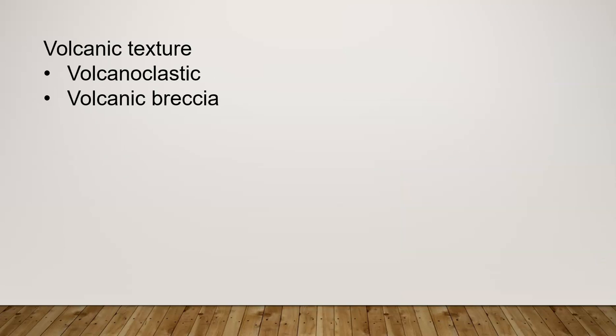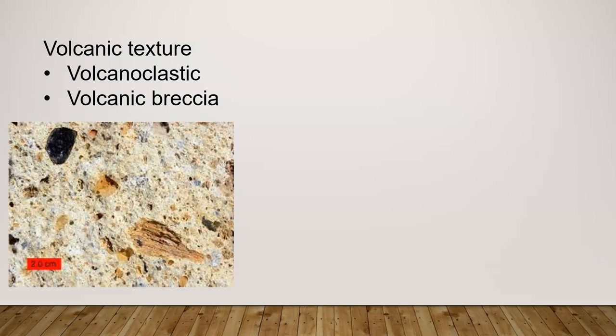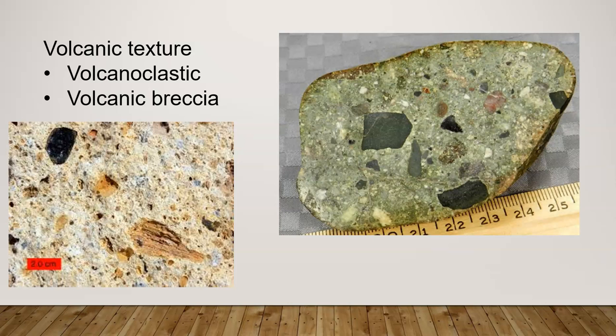Volcanic clastic or volcanic breccia describes the rock that is made up of smaller rock particles. These are found in rocks such as tuff. This rock is a volcanic clastic, and this one is more volcanic breccia.